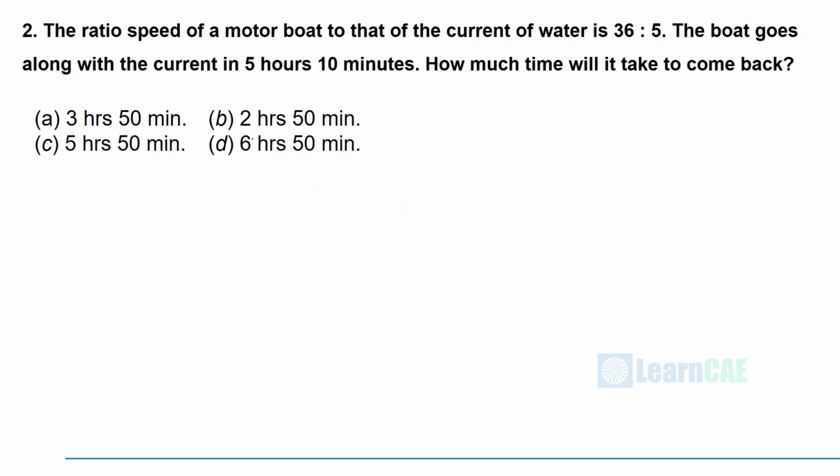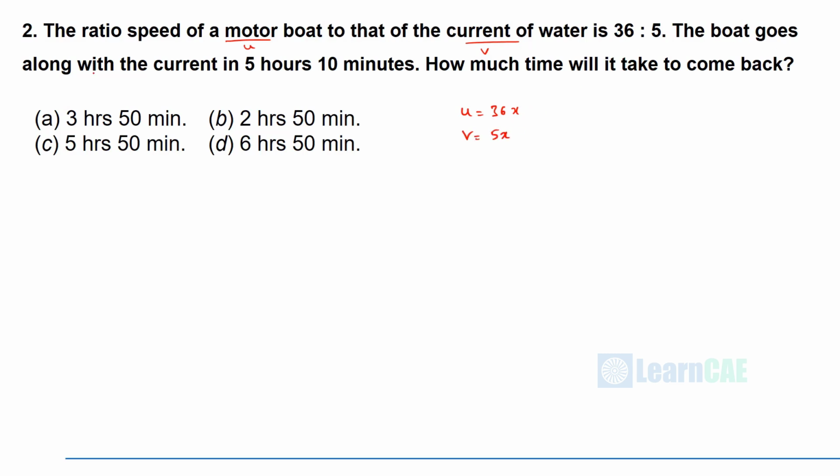Next question. The ratio of speed of a motorboat to that of the current of water is 36:5. The boat goes along with the current in 5 hours 10 minutes. How much time will it take to come back? Okay, they are saying the ratio of the speed of the motorboat, that is u, and that of the current of water, that is v, is 36:5. It means u is equal to 36x, v is equal to 5x. Let us assume like this.